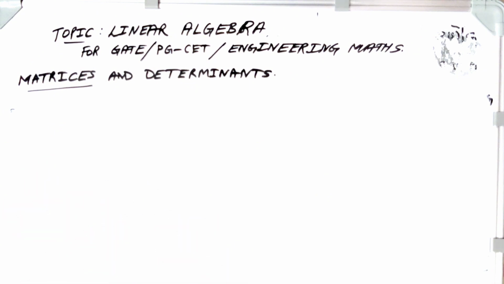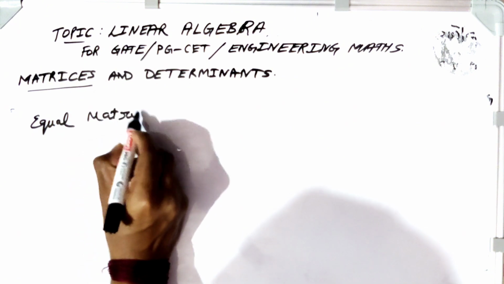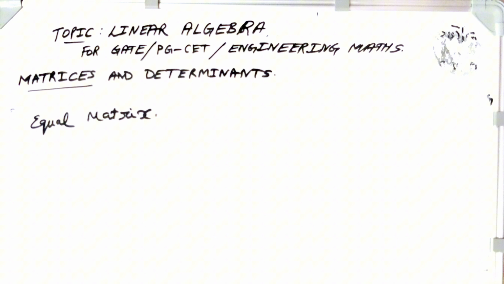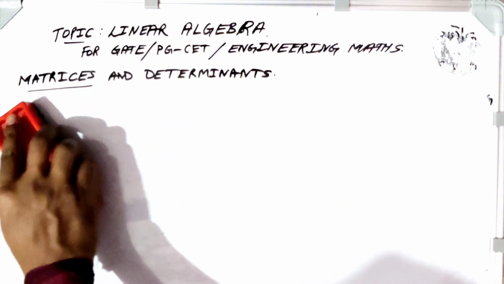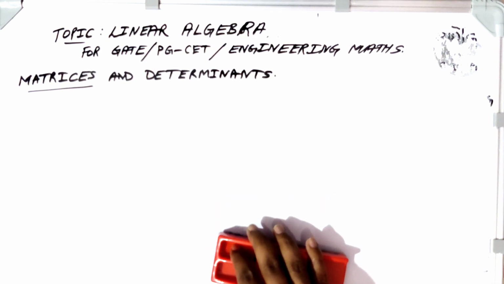Now the next type of matrix is equal matrix. Two matrices A and B are said to be equal if they have the same elements in the matrix. Next important type of matrix is a symmetric matrix.